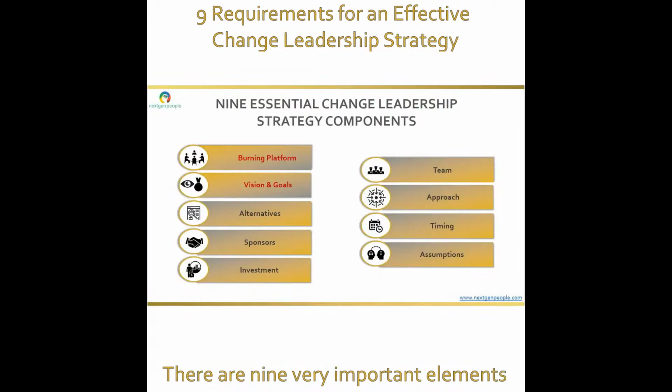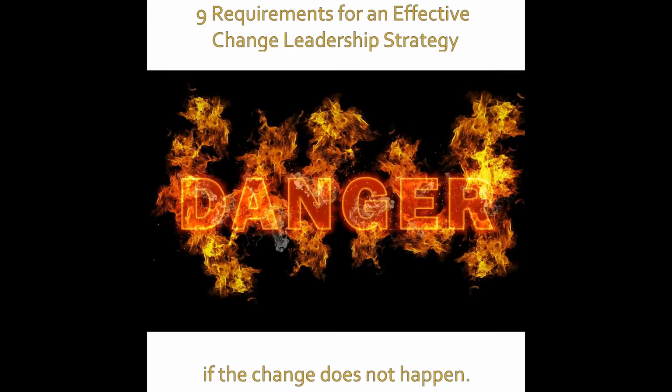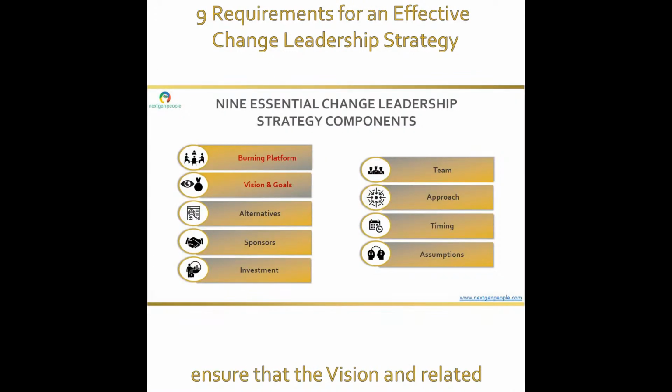So there are 9 very important elements to address when developing the change leadership strategy, and we're going to get into those right now. Number 1 is understanding your burning platform. That's the reason why you need to make that change happen. Understand the burning platform and, metaphorically speaking, how much fire really and truly exists. The burning platform is the largest reason for the change. It implies that there's serious danger if that change doesn't happen, and that obviously if it does happen, it's going to be significant benefit.